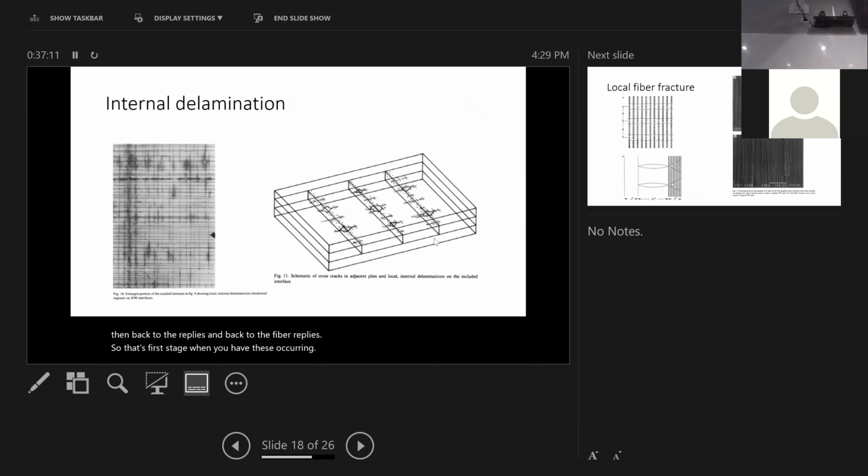All right, the local delamination is another thing that occurs. So if you have cracks running in both directions, let's say you have a crack running mainly in this direction. This crack is within, this is an X-ray image.